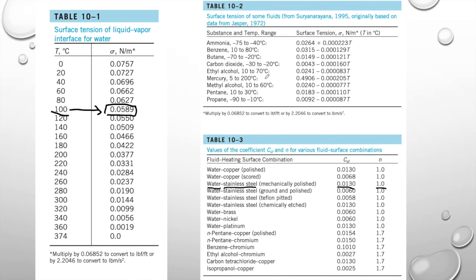To refer for your C_sf and n, you have to refer to Table 10.3. Check your question for the combination of fluid and heating surface, and take a look carefully at this table. For this question, it is water and stainless steel, mechanically polished. You have to refer to C_sf at mechanically polished and take out the values for n and C_sf. Be careful at that point.